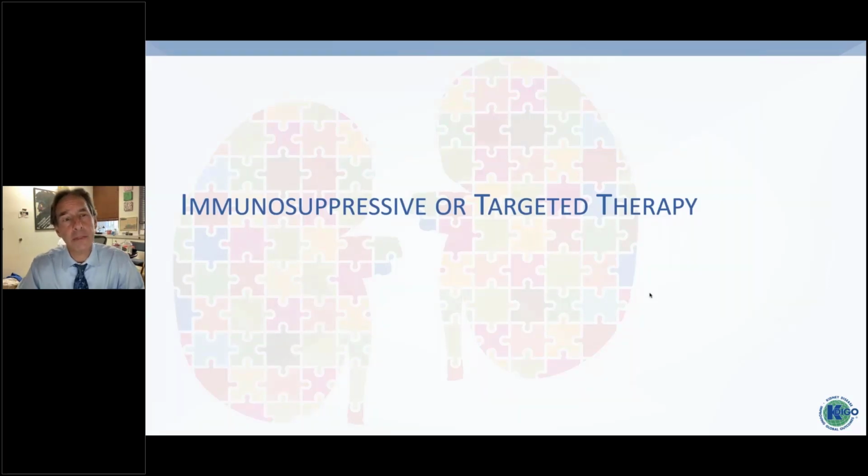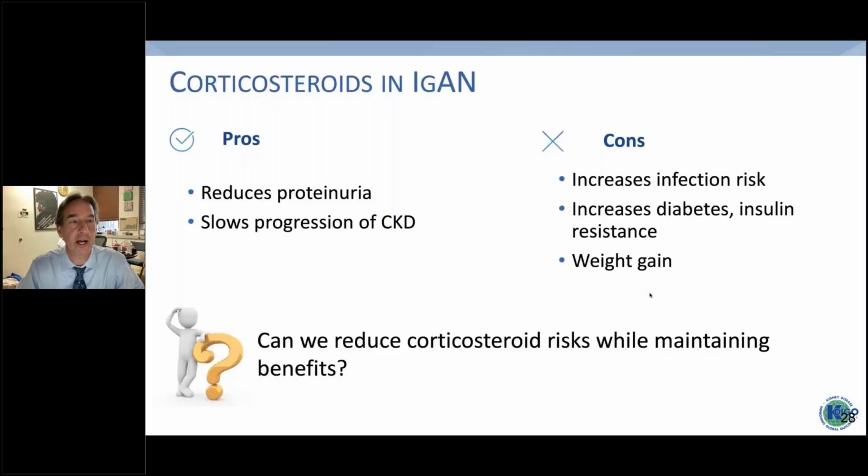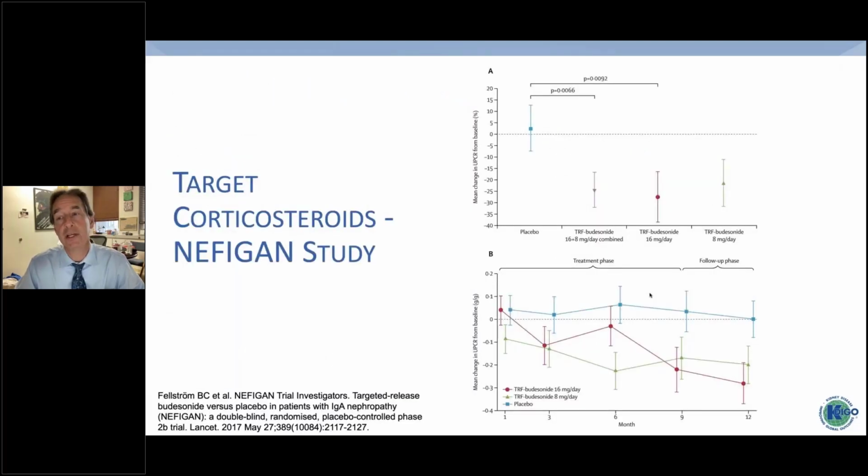So when we go beyond these conservative therapies, where we do have upcoming enrichment to our armamentarium, we have to think about, are we going to still utilize immunosuppressive therapy, or do we have more targeted ways of blocking the IgA nephropathy pathophysiology? Again, with corticosteroids, it does look that overall we can reduce proteinuria and, at least in certain populations, slow progression of chronic kidney disease. But of course, there's all the corticosteroid side effects. So can we reduce corticosteroid risks while maintaining benefits? And at least early on, there's a suggestion that perhaps we can.